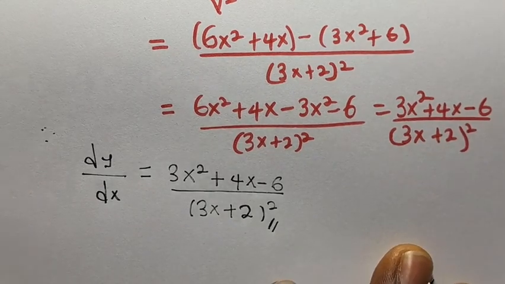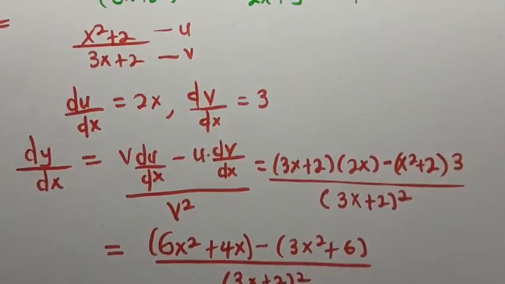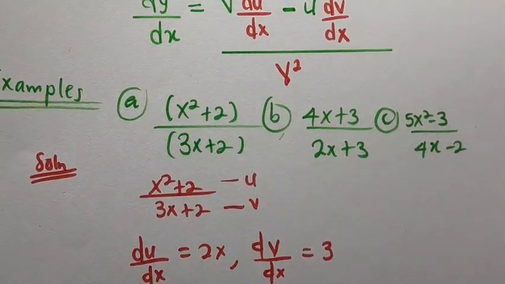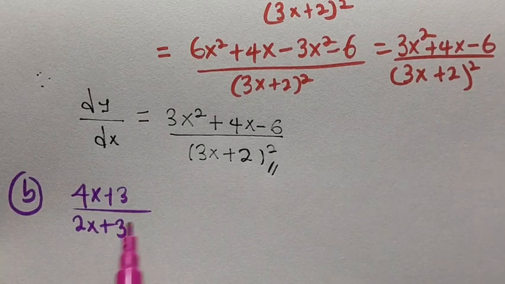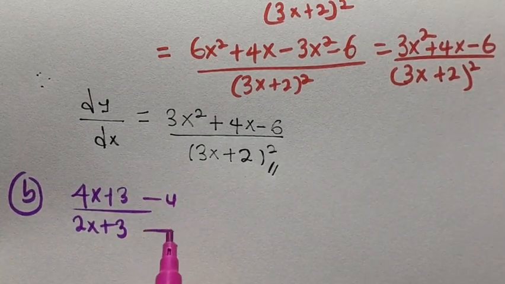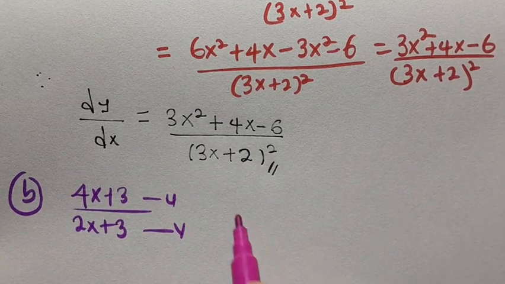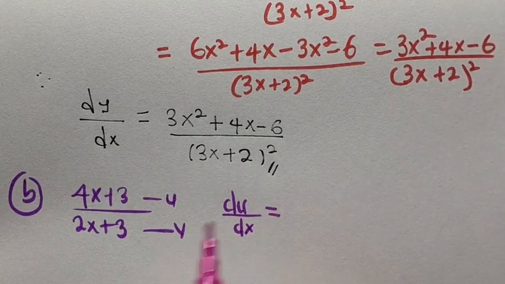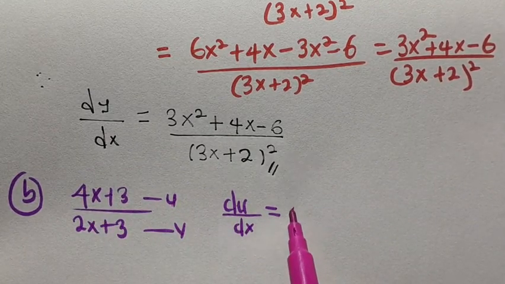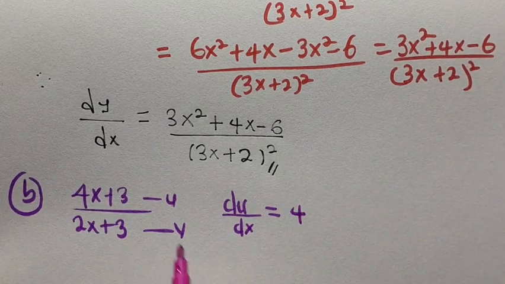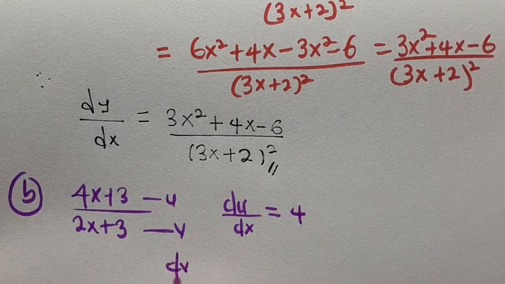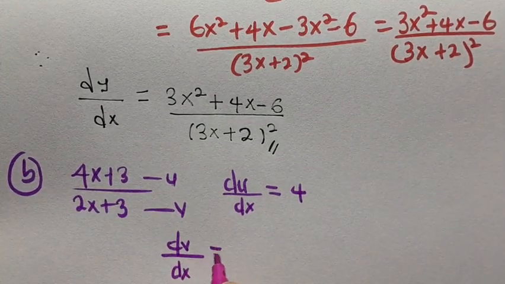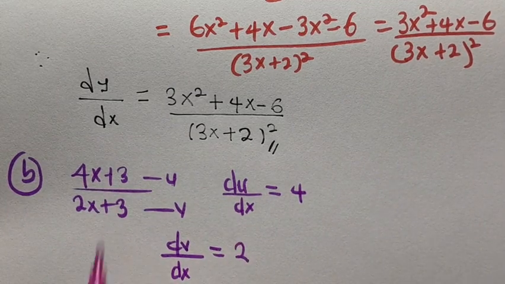So let's take a look at another example under this, example B. When you have this, you let this one be u and this be phi. So when you obtain du/dx, the first derivative of this with respect to x will be 4. Then when you obtain dphi/dx for this one, it will now be 2, this one will be 0.